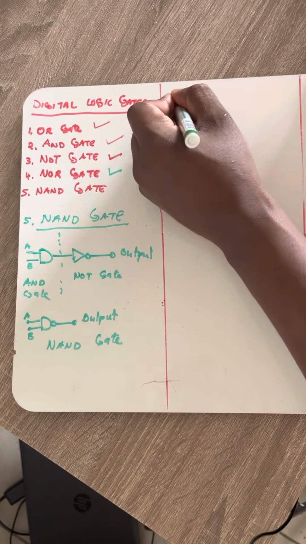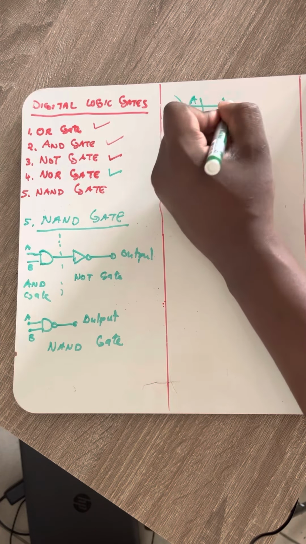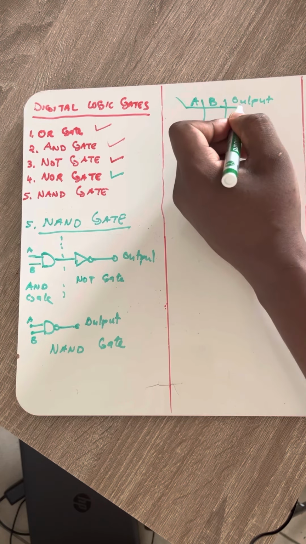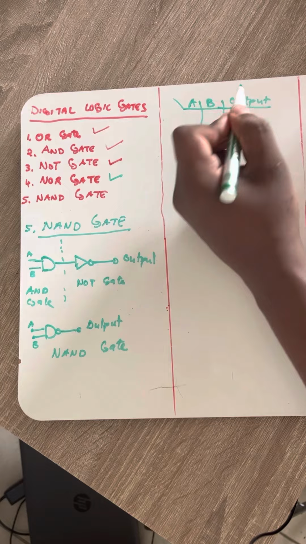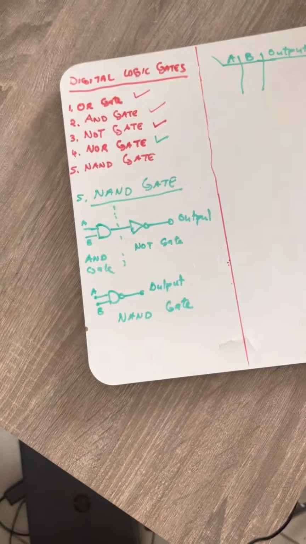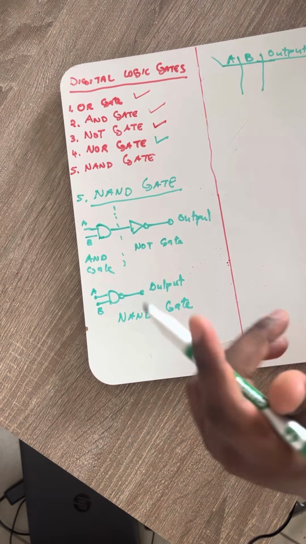So how does the truth table of a NAND gate look like? As usual, we have our two inputs, A and B, and this will be our output. Okay, so if we come to the circuit, we know the operation of an AND gate. An AND gate is a multiplication of both inputs, right? And we know how the NOT gate works. A NOT gate is the inverse of the input, right? So if it's 1 on the input, it's going to be 0 on the output. If it's 0 on the input, it's going to be 1 on the output.